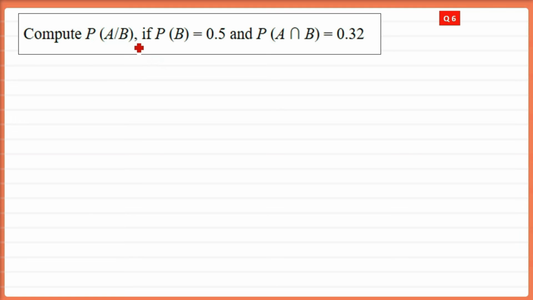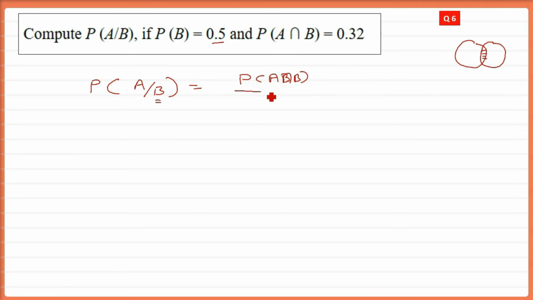Now compute P(A|B) if P(B) equals 0.5 and P(A intersection B) is 0.32. Now let me tell you the formula first. This is P(A|B). It is not divide. If you know the probability of B, what is the probability of A? That is P(A|B). This is a conditional probability. In the numerator, it will always be the intersection of these two sets. If you take the intersection of A with B or B with A, it remains the same. In the denominator, it will always be P(B), the B which is below the bar.